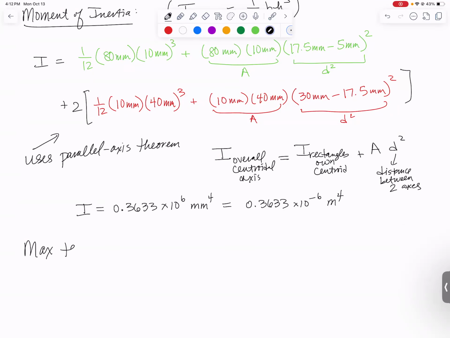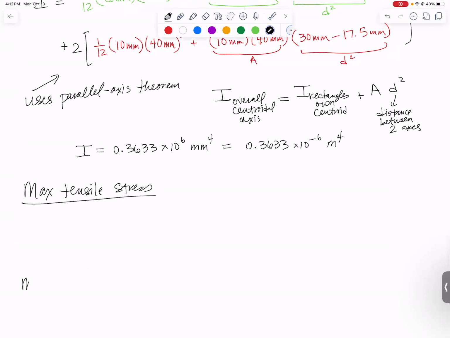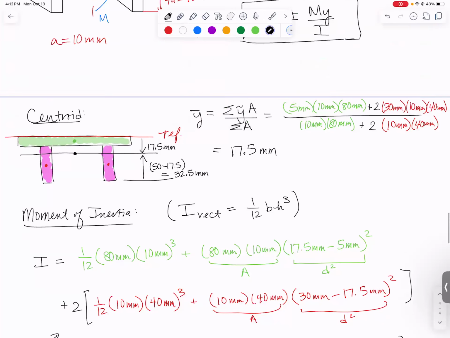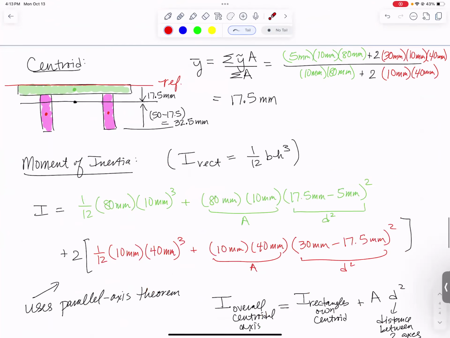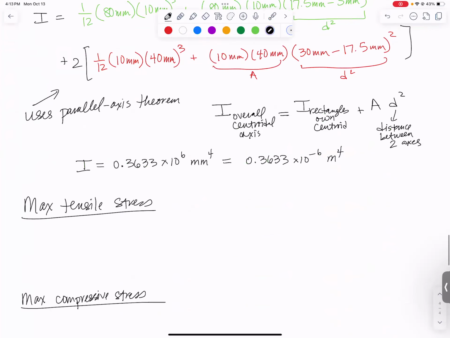Max tensile stress, and then we will do max compressive stress. Where will they be max? So let's go and see. The moment looks like this. So the moment was pushing in, the arrow was going in at the top. So it's going to be compression at the top and tension at the bottom. So compression at the top, tension at the bottom.